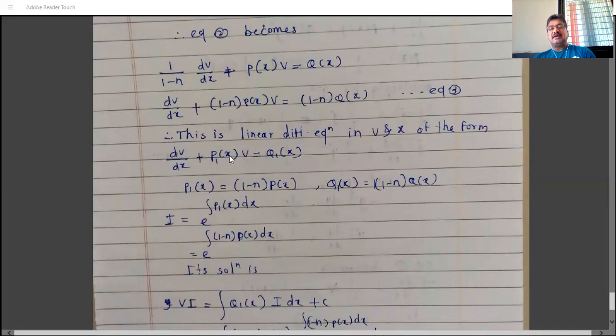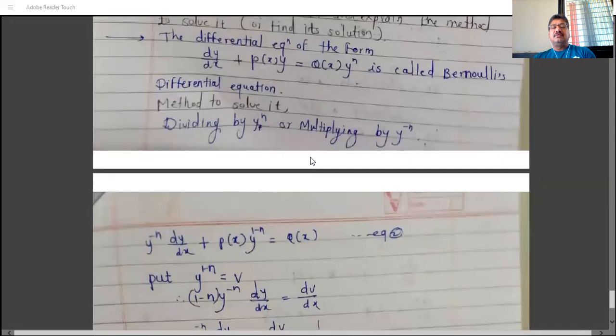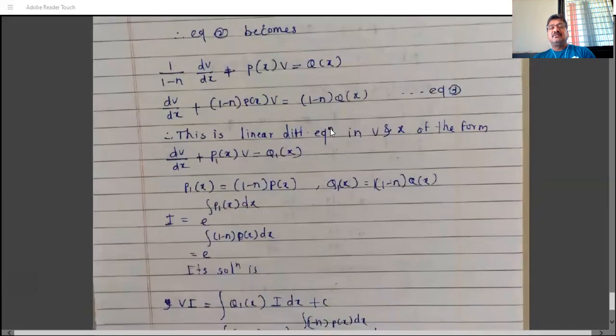Because of overlapping of the notation given in the problem, the notations are P(x) and Q(x), so we denote them as P1(x) and Q1(x). P1(x) is 1 minus n into P(x), and Q1(x) is 1 minus n into Q(x). So this is the linear differential equation in v and x, instead of y and x.